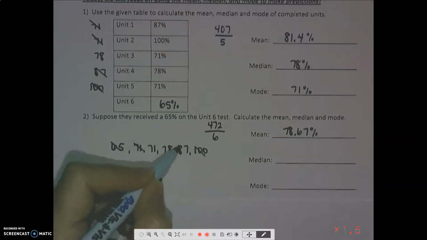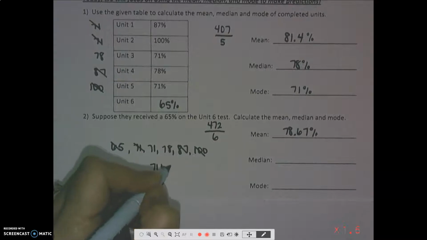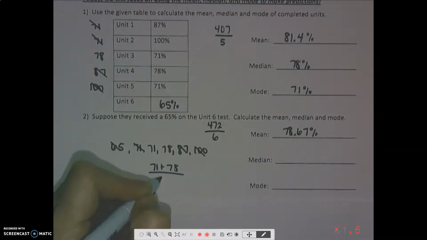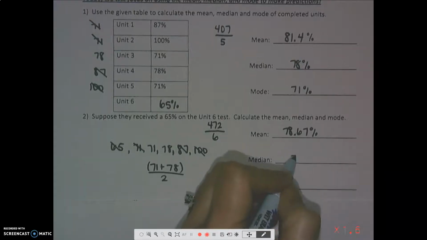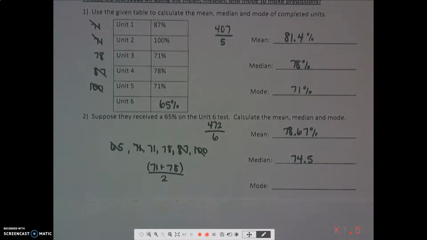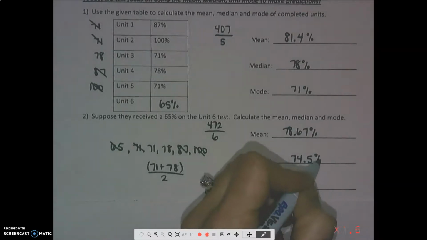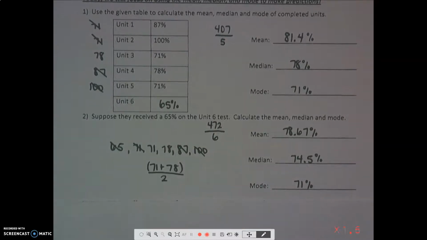So we're crossing them off. Okay, we're getting to 2 numbers in the middle. That means that we need to take 71 plus 78 and divide it by 2. You don't even have to type this in at all. You just need to think of what number is halfway between 71 and 78. And that number would be 74.5. And then mode, that still hasn't changed. It is still 71%. Okay?